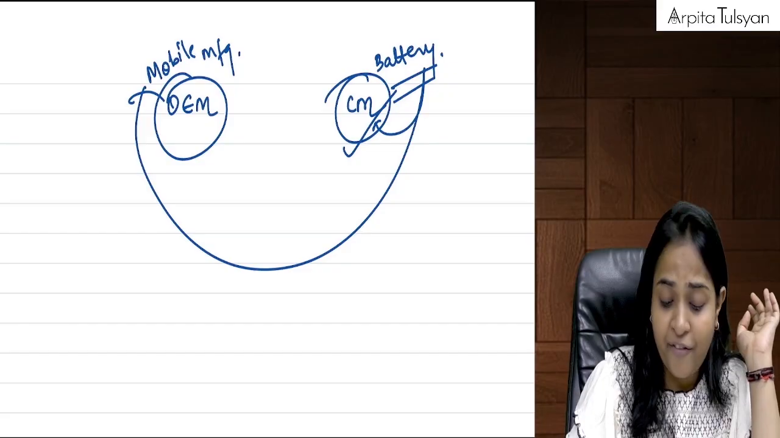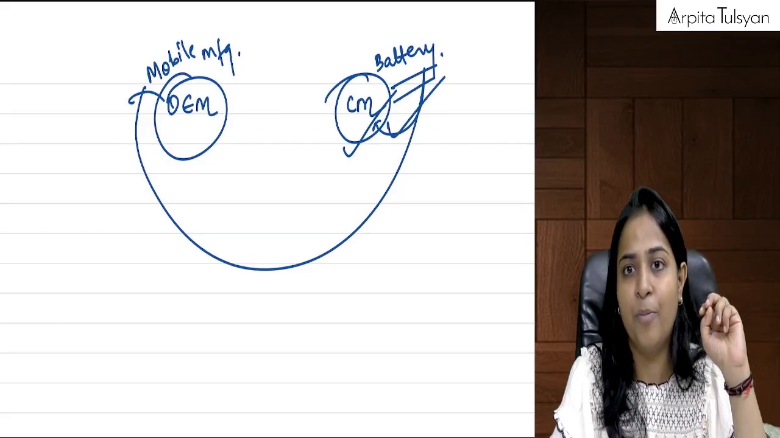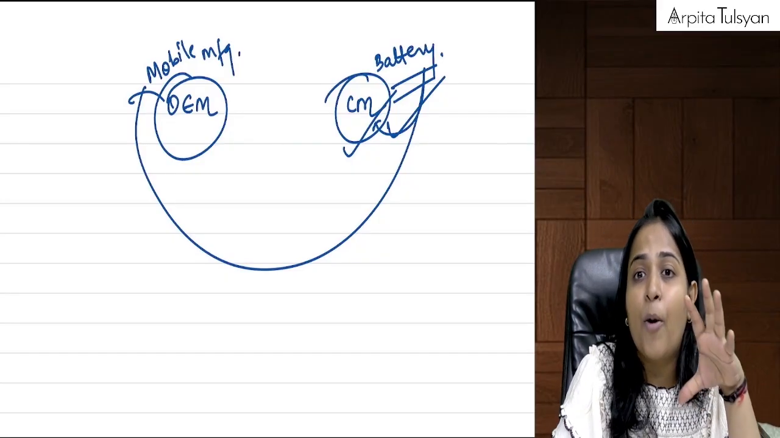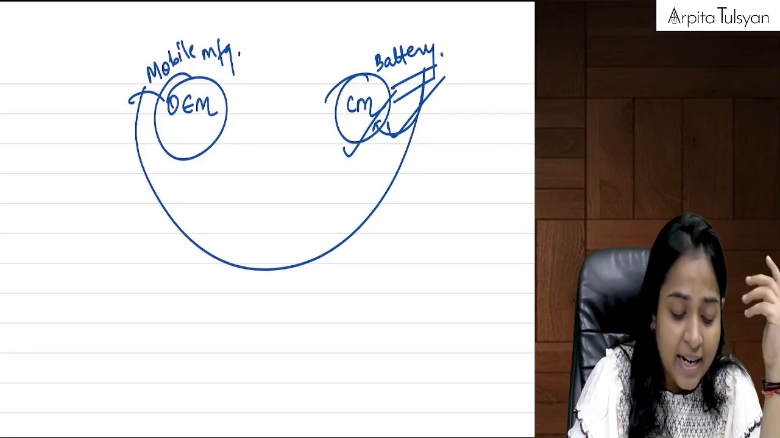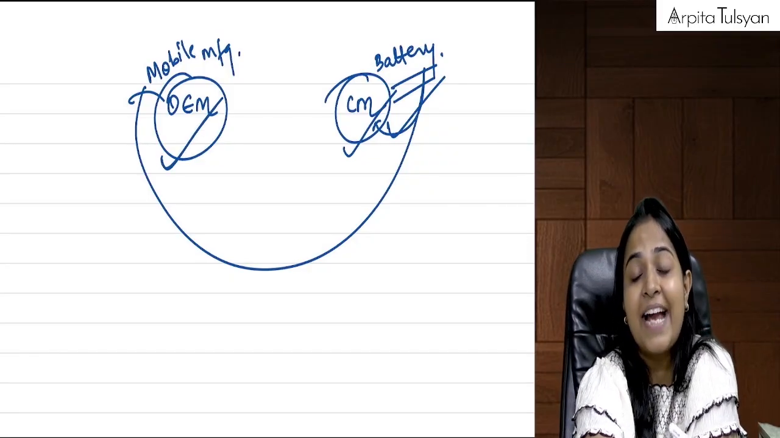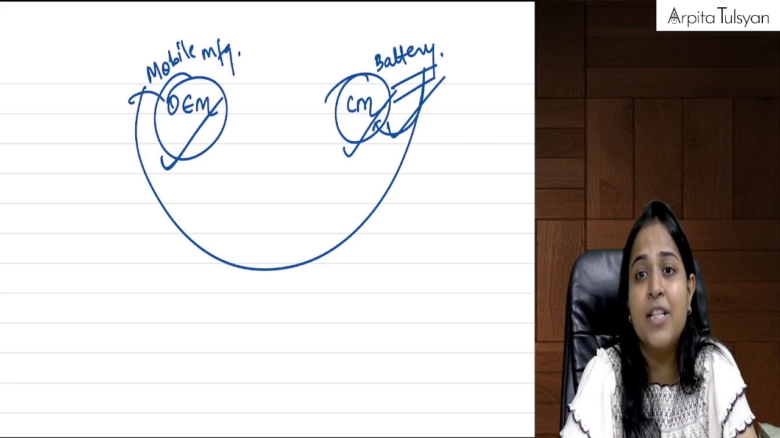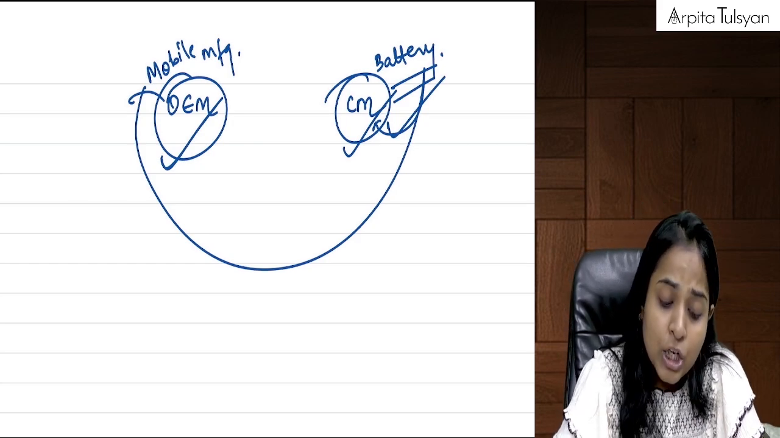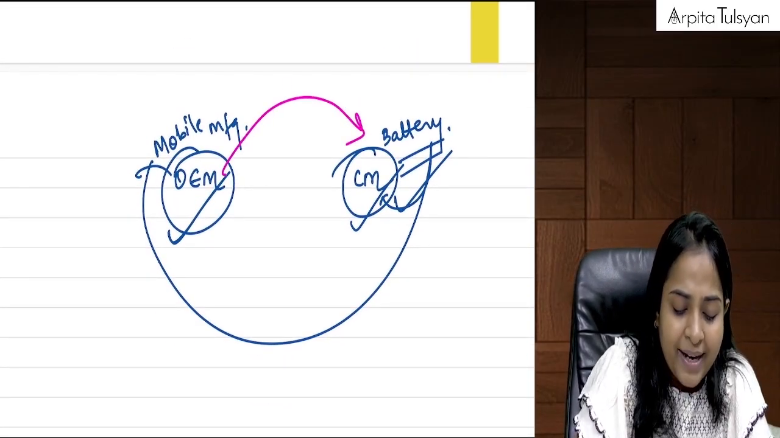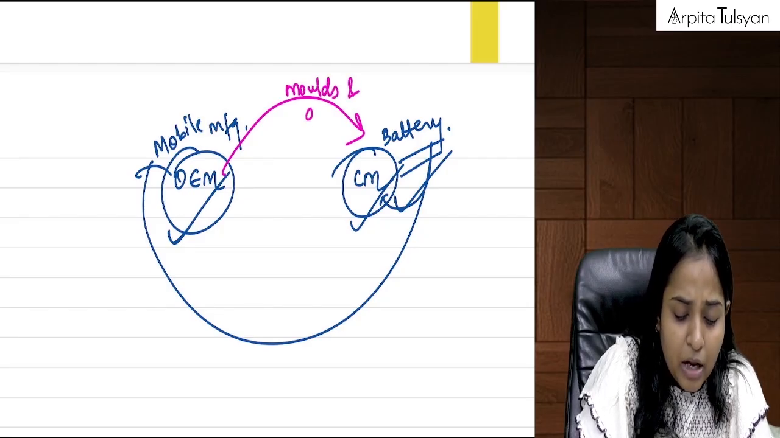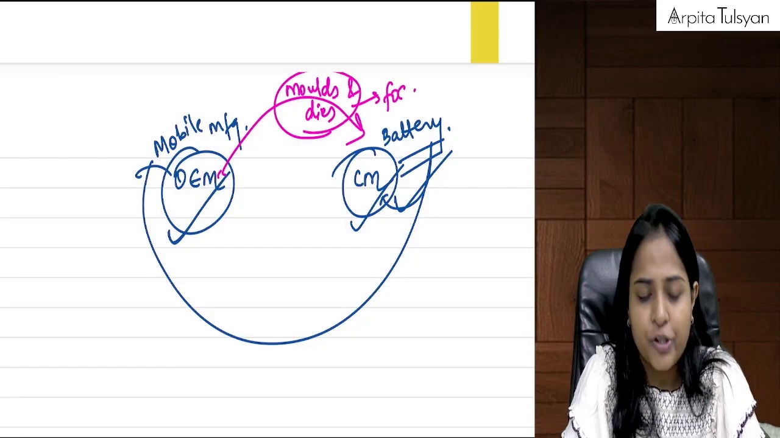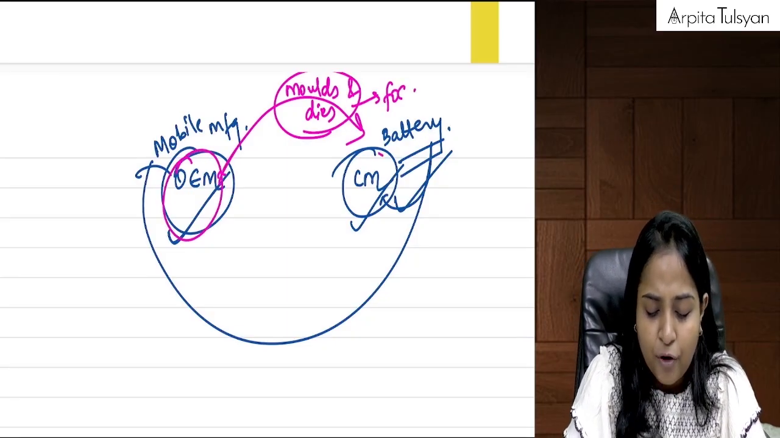For this, the component manufacturer will say, yes, I'm ready to manufacture the battery for you, but I will need the molds and dies. I will need the proper specification, I will need a sample prototype, etc. from the original equipment manufacturer, so that I come to know what size of battery, what dimensions, what specification of battery I am required to prepare. So for that purpose, the original equipment manufacturer will provide the molds and dies to the component manufacturer, and this is generally given free of cost. The OEM will provide these molds and dies free of cost to the component manufacturer.